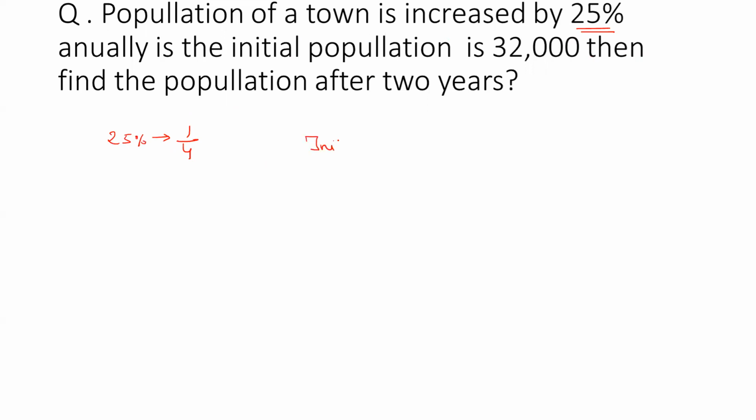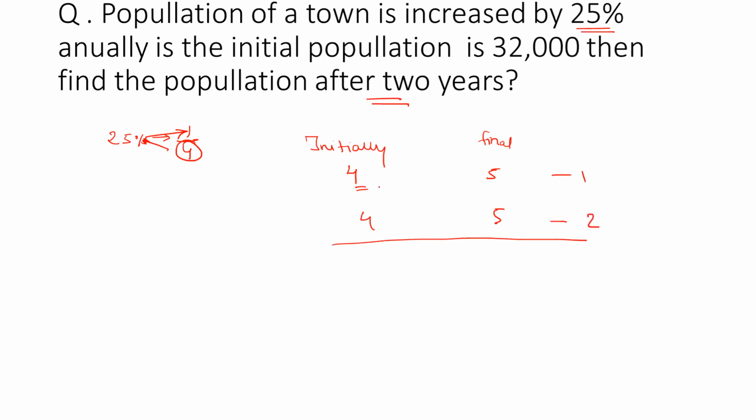So initially it will be 4 and it's increased by 25%. So 25% of 4 will be 1. So initially it was 4 and finally it becomes 5. And this is happening for how many years? This is happening for 2 years. So the first year is 4 is to 5, and the second year will also be the same, 4 is to 5.